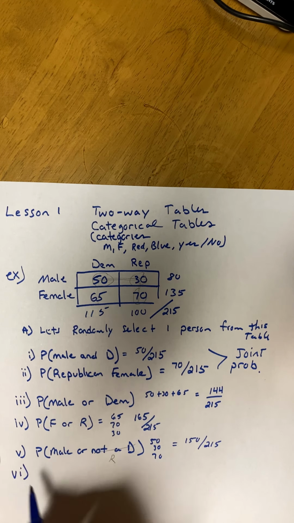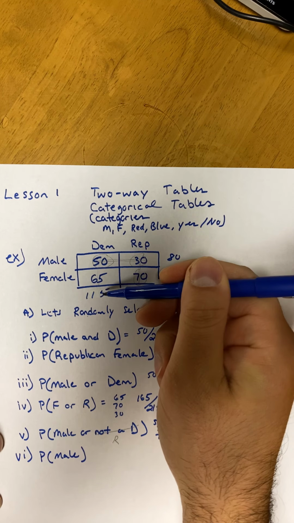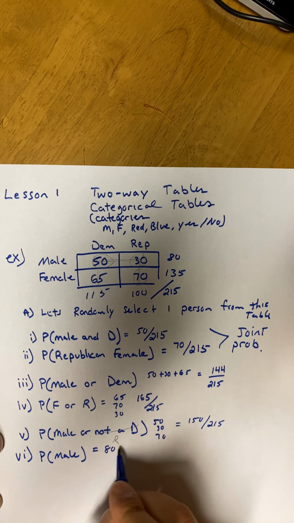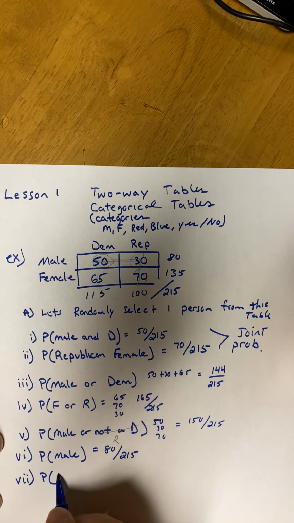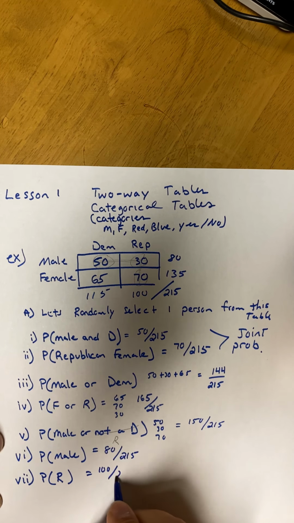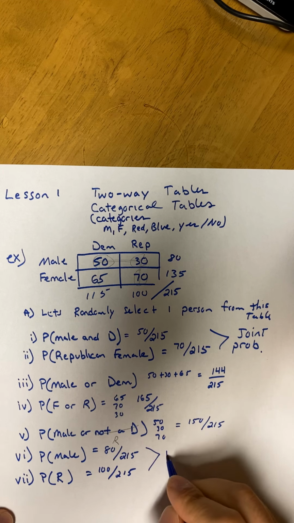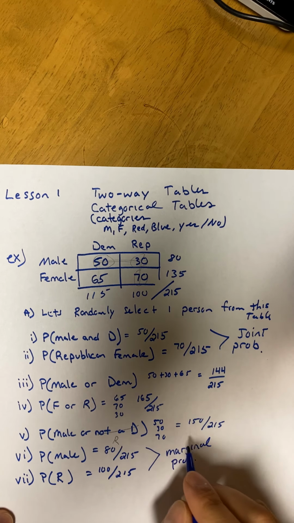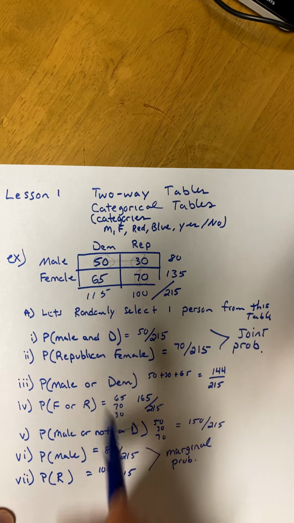I can also ask a question like this. What's the probability that somebody is a male? There are 80 males out of 215. I could say, what's the probability somebody is a Republican? Well, there are 100 Republicans out of 215. These are called marginal probabilities because it's asking you a question about the margins. These are the margins right here. 80, 135, 115, 100.